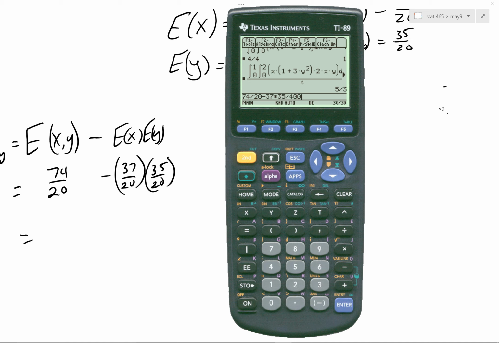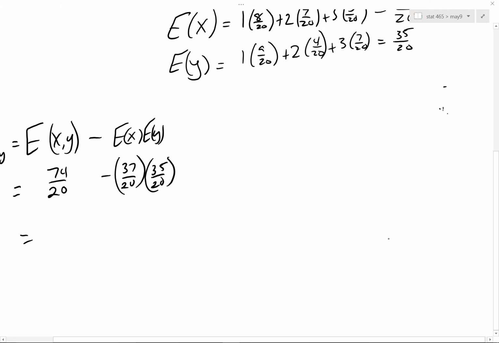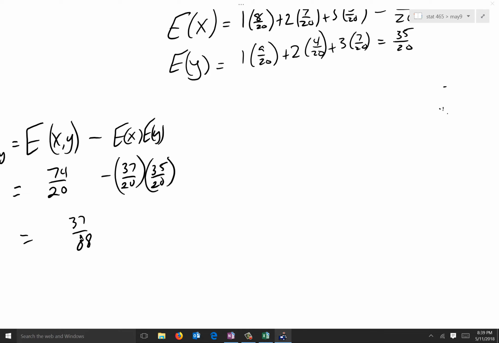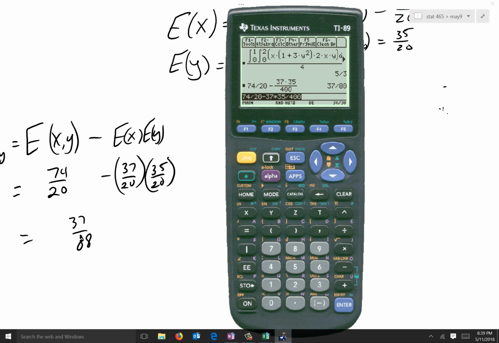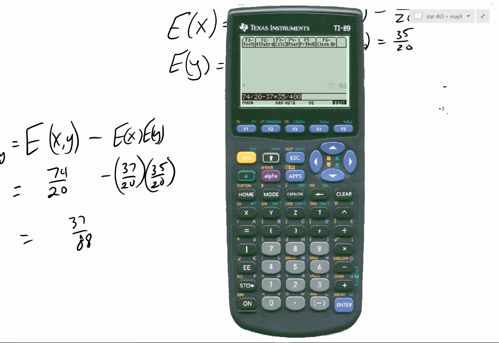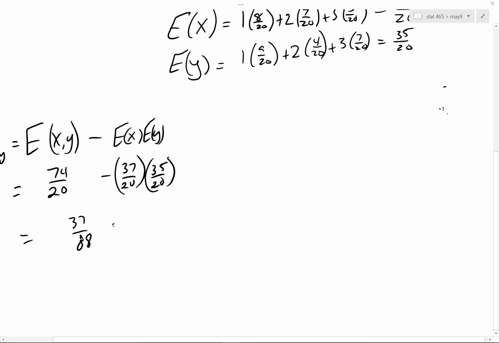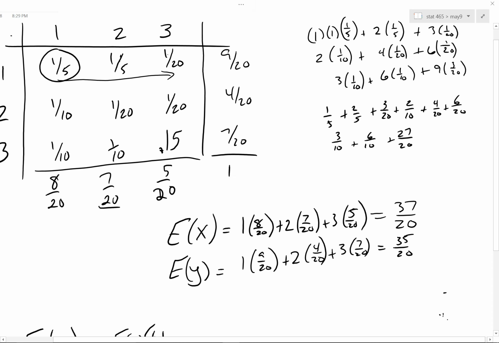So I just did 37 times 35 divided by 400, same thing. So 37/88 is our covariance. Give me the decimal on that. About 0.4625. Now that is the covariance of the x with the y.